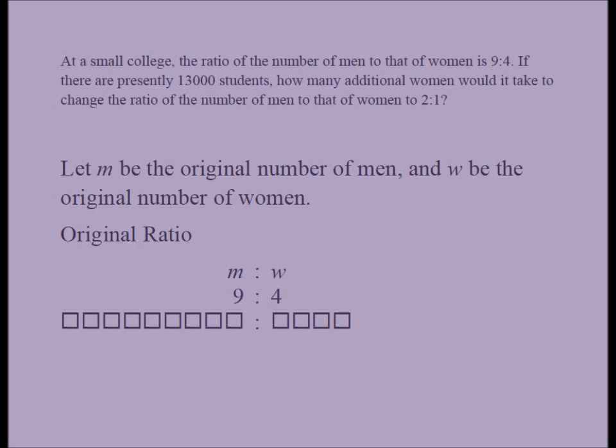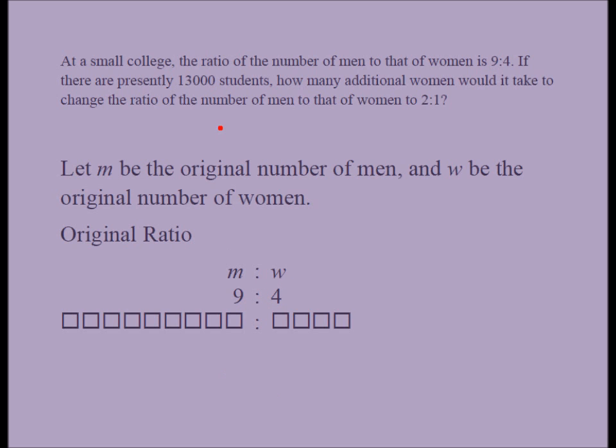So here's the problem in smaller font right here, and we're going to solve this problem using the concept of ratio. Suppose m is the original number of men and w is the original number of women. By the way, it may look like a bunch of variables, but we are not going to construct an equation to solve. So the original ratio of the number of men to the number of women was 9 to 4.